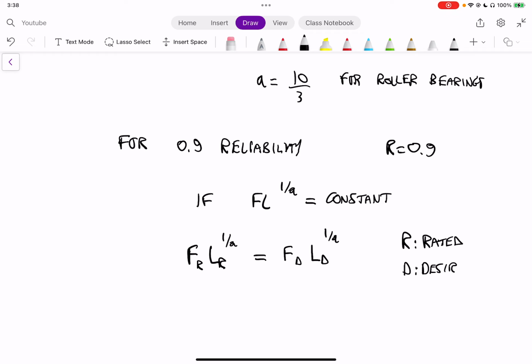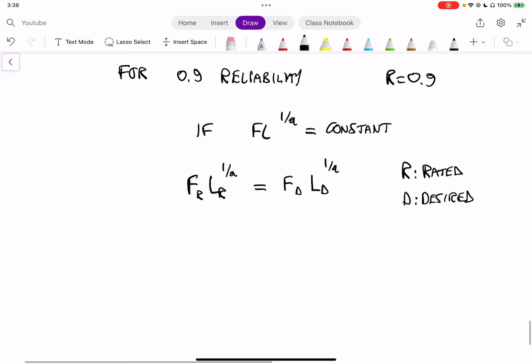So let me talk about that for a second. For example, we know that we want to do experiments on a certain type of bearing. Now, instead of trying to test at many different forces and many different lives, we can say, well, let's test all of our bearings at the rated life of 10 to the 6.